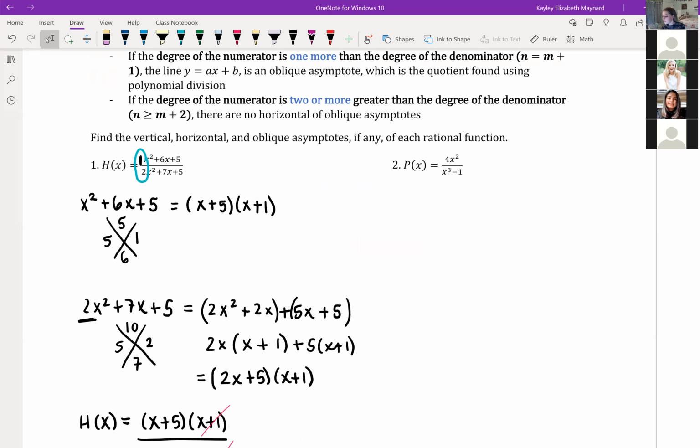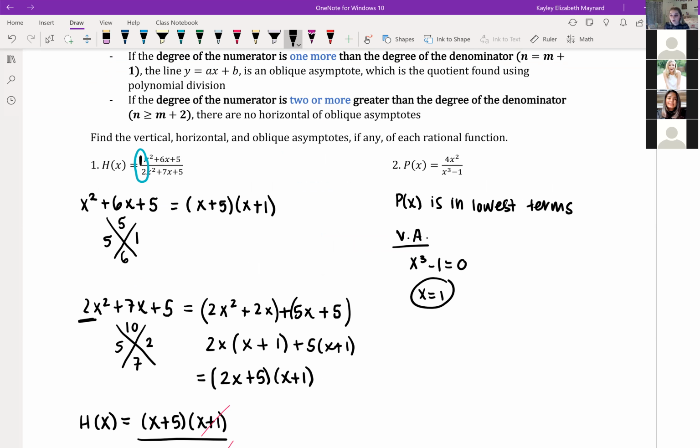So it's good to note that P of X is already in lowest terms, so there's actually no work to do before we start looking at the vertical asymptotes and the horizontal asymptotes, which is really nice. So to do the vertical asymptotes, we just want to know where the denominator is equal to 0. So we set x cubed minus 1 equal to 0, and we get x equals 1. So if you got a vertical asymptote of x equals 1, good job.